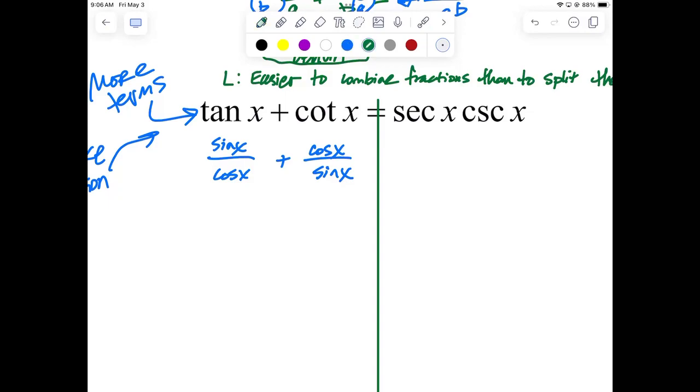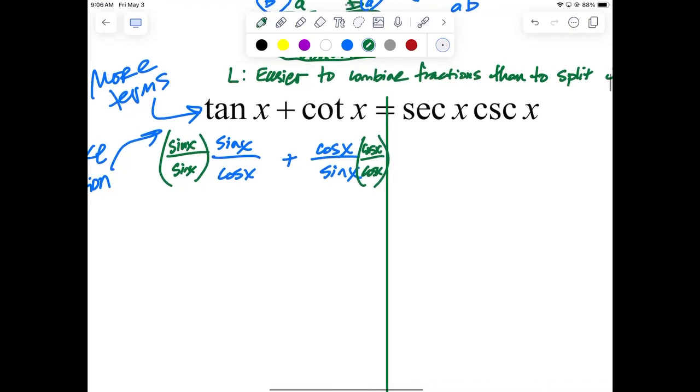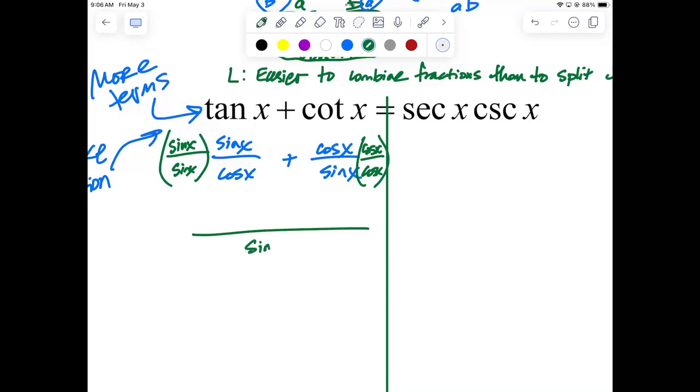Now, on this line, I need a common denominator. It's sine times cosine. So this one I multiply by sine over sine, and this one I multiply by cosine over cosine. And now my common denominator is sine x cosine x, and I'm left with sine squared plus cosine squared.